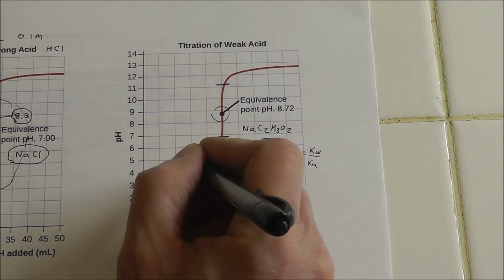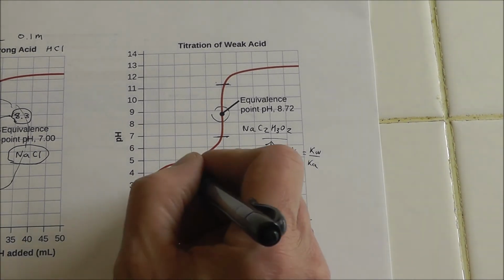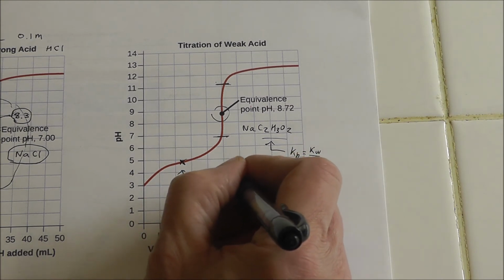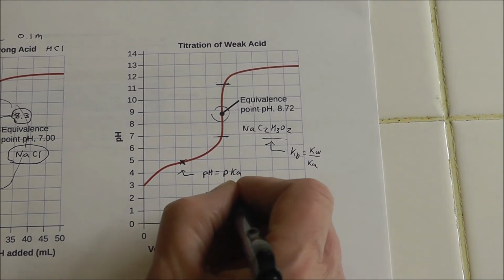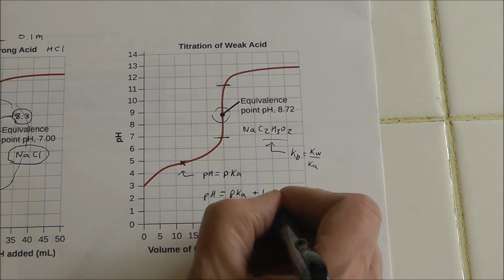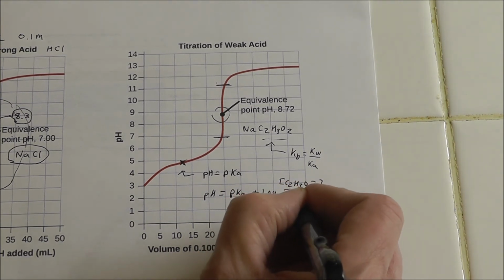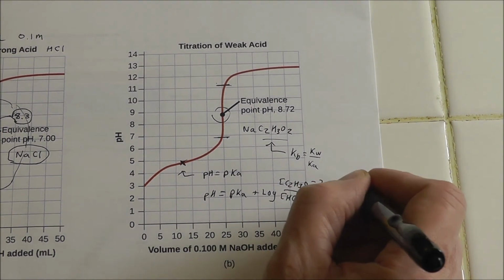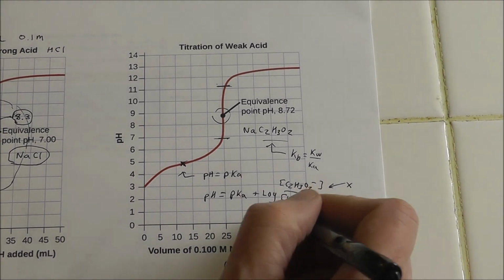Let's talk about this. 12.5 milliliters, if the equivalence point was at 25 milliliters, that's called the half titration point. That's the point where pH equals pKa. Remember the good old Henderson-Hasselbalch equation? pH equals pKa plus log of acetate concentration over acetic acid. At halfway to the equivalence point, these would both be the same value. Whatever x is, depending on the volume of the original thing, that log term would go completely to 0.